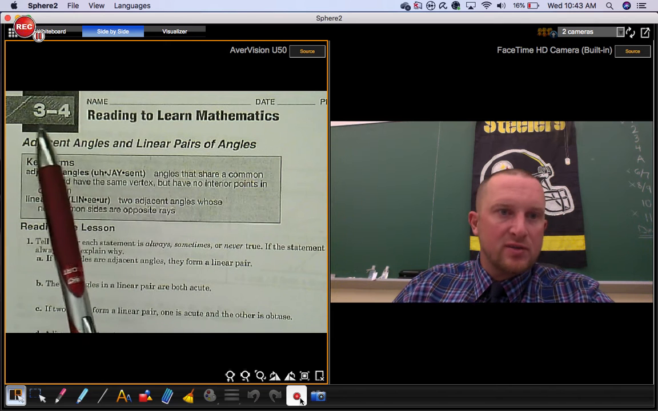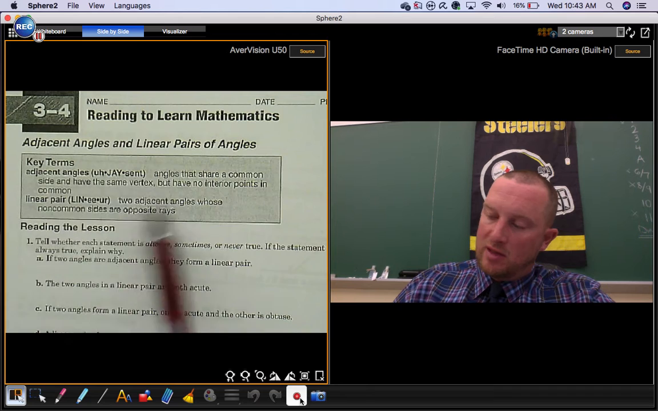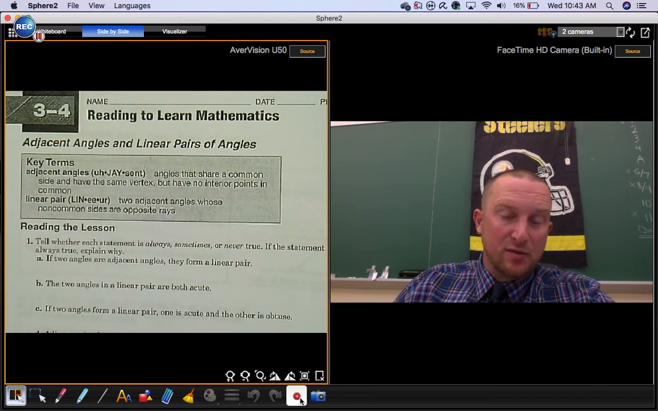To learn math page for section 3.4. It's on adjacent angles and linear pairs. They give you those key terms there just in case you forget what those are.